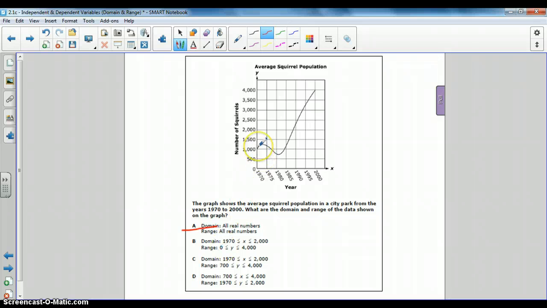Well, let's look at my graph. The lowest point is right here. That's maybe about 700, and my highest point is 4,000. But it never comes down to 0, so it can't be B.